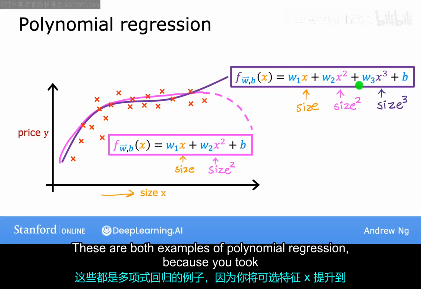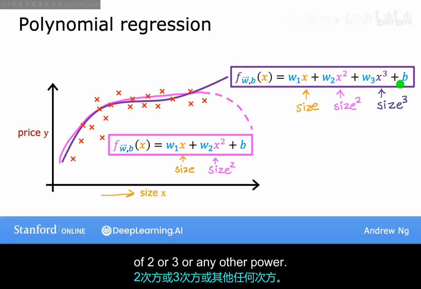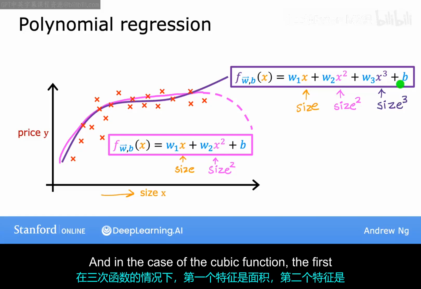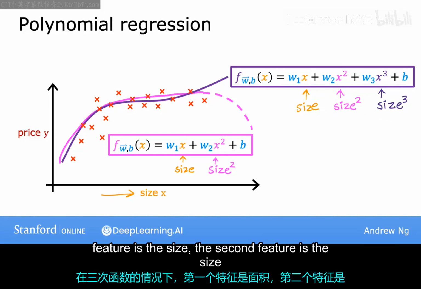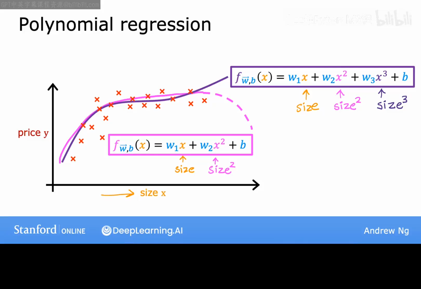These are both examples of polynomial regression because you took your original feature x and raised it to the power of 2 or 3 or any other power. And in the case of the cubic function, the first feature is the size, the second feature is the size squared, and the third feature is the size cubed.